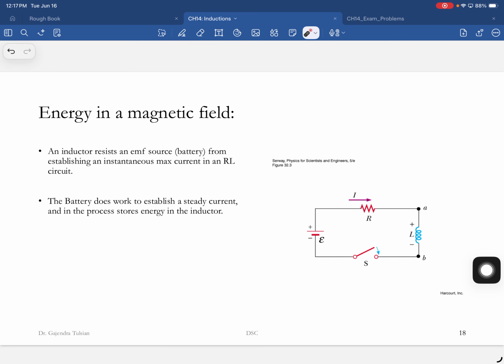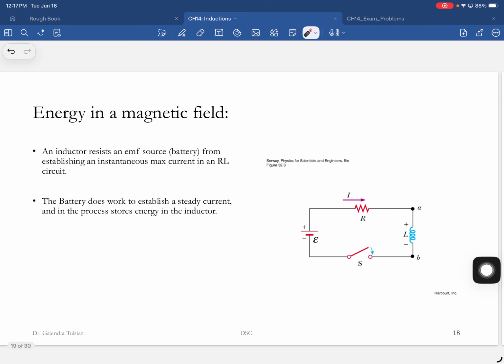So, again, here's this cup. I apply a force lifting it. What is preventing me from lifting it? Gravity. So I'm having to do work against gravity. And so since I did work, I've stored energy in it. I've stored potential in it. This guy is resisting the buildup of current. The battery is doing work to establish a current. So it's storing energy in this inductor. The battery does work to establish a steady current, and in the process stores energy in the inductor.